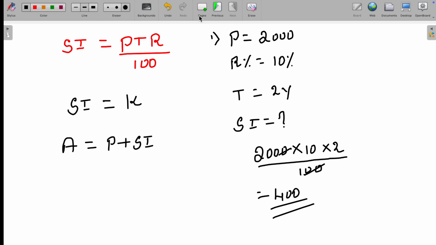Now, that is a type 1 problem. Clear? Just write down the type 1 problem for revision. Okay, next.